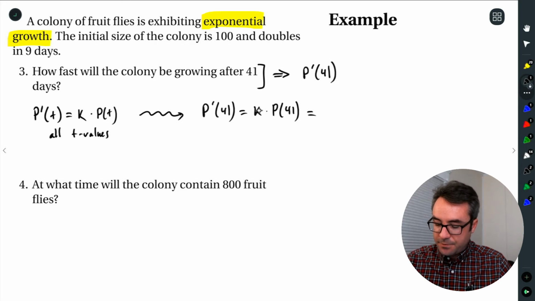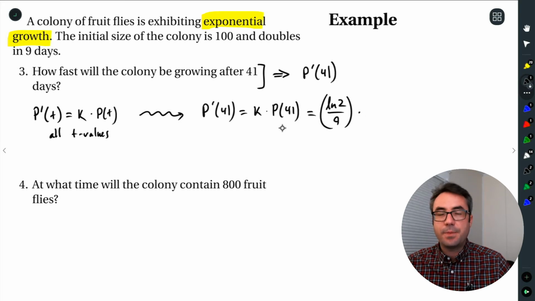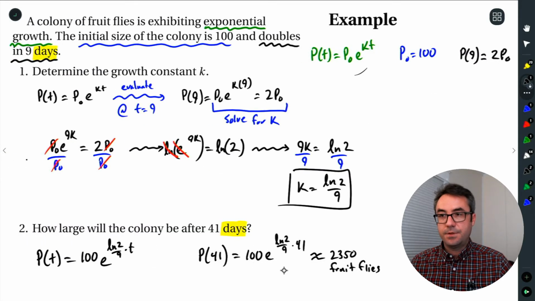So what did we find for k? We said that was natural log 2 over 9. And then what did we find for our population, P of 41? Right here, this 100 times this exponential.